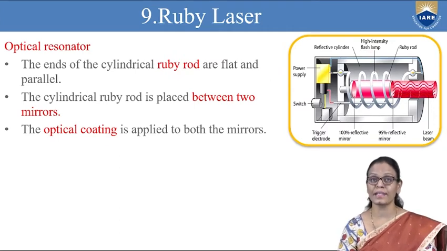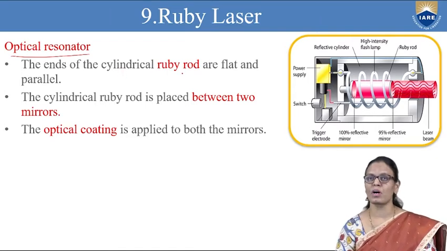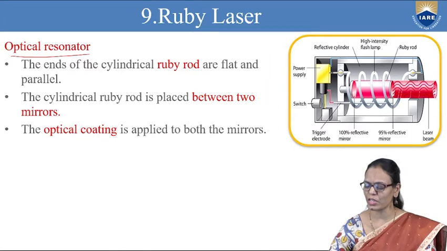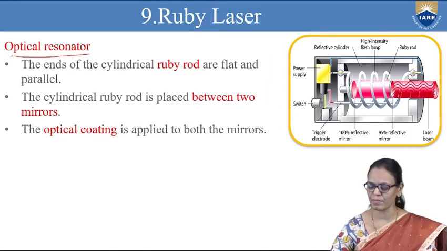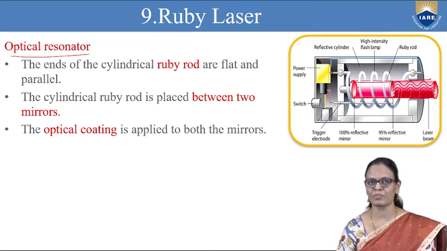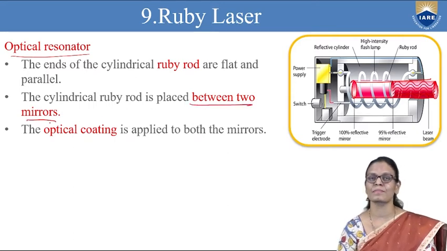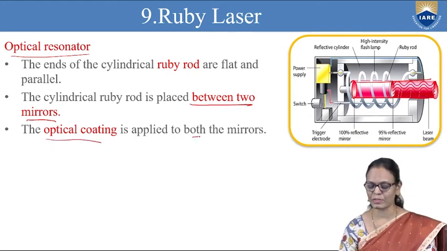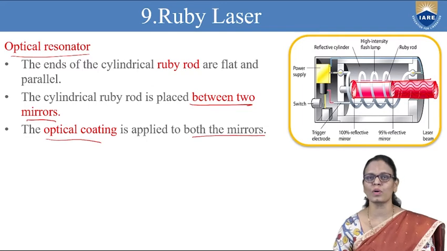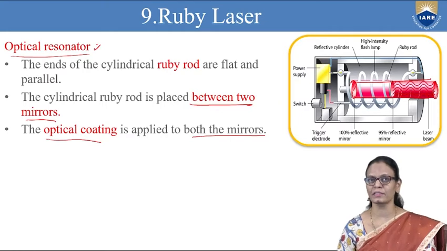Now coming to the resonant cavity or the optical resonator. The ends of the rod are flat and parallel. This is the cylindrical rod, which has two flat, parallel ends. The ruby rod is placed between two mirrors, and an optical coating is applied to both mirrors at the ends. One is partially reflecting and one is fully reflecting. That is how we have the optical resonance inside the cavity.